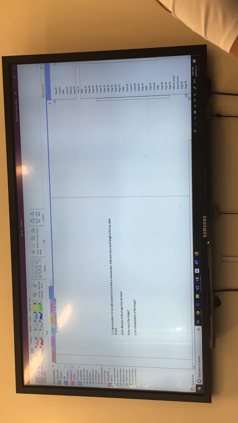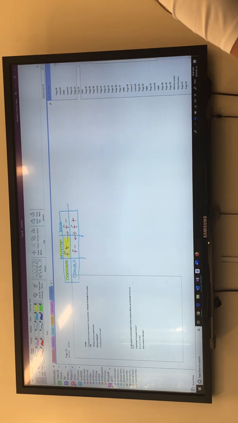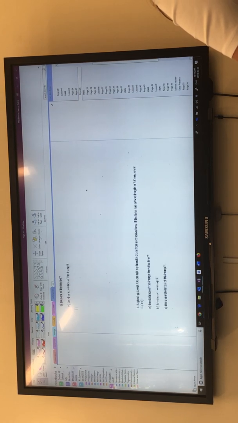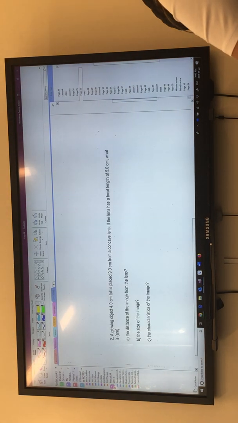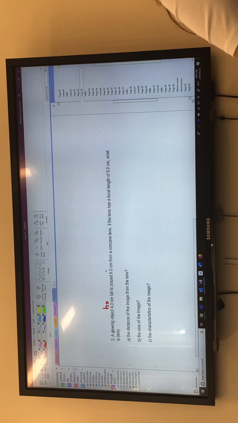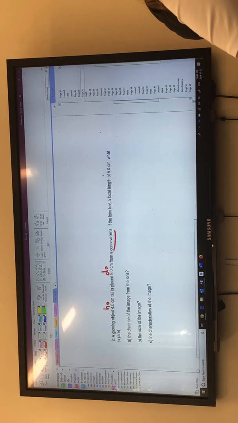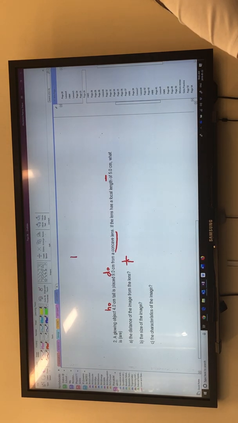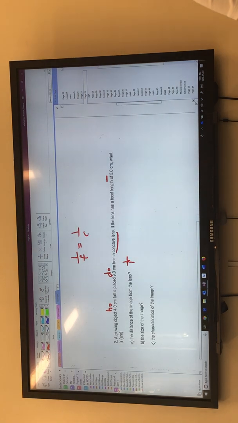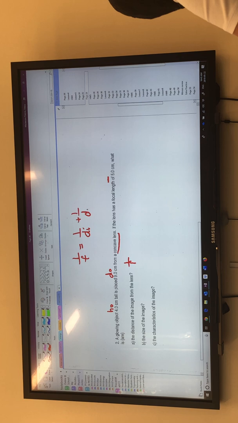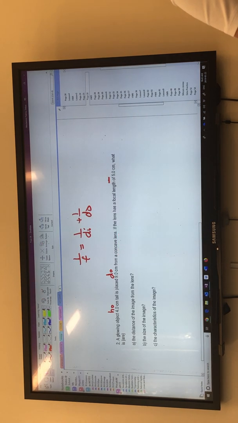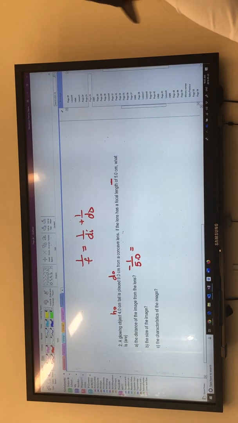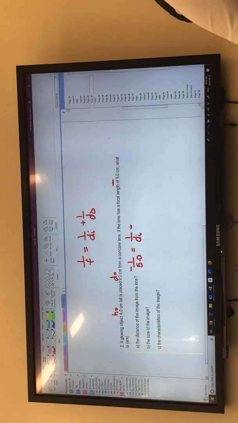Okay, what about this one? It's in front of a concave lens. So I go to my little chart, concave lens. Oh, f is negative. So here's my height of the object. Here's my distance of the object. It's concave, so this makes this negative. So I have 1 over f equals 1 over di plus 1 over do. So what I have here is negative 1 over 5 equals 1 over di plus 1 over 9.